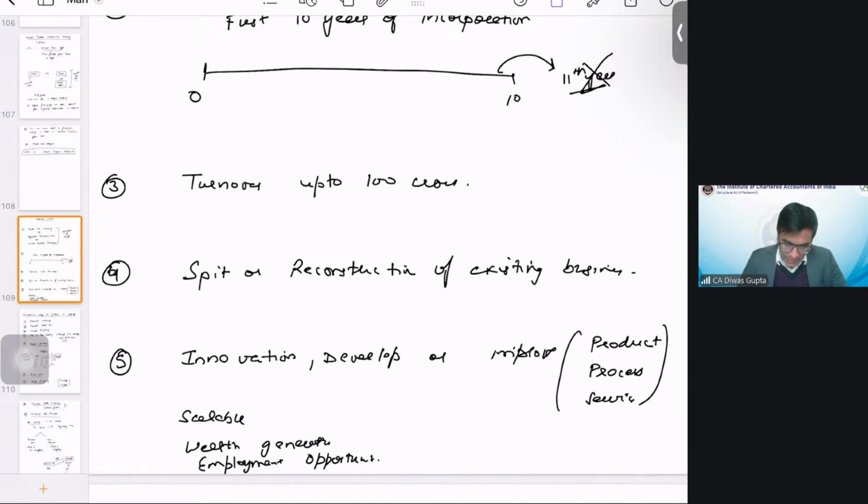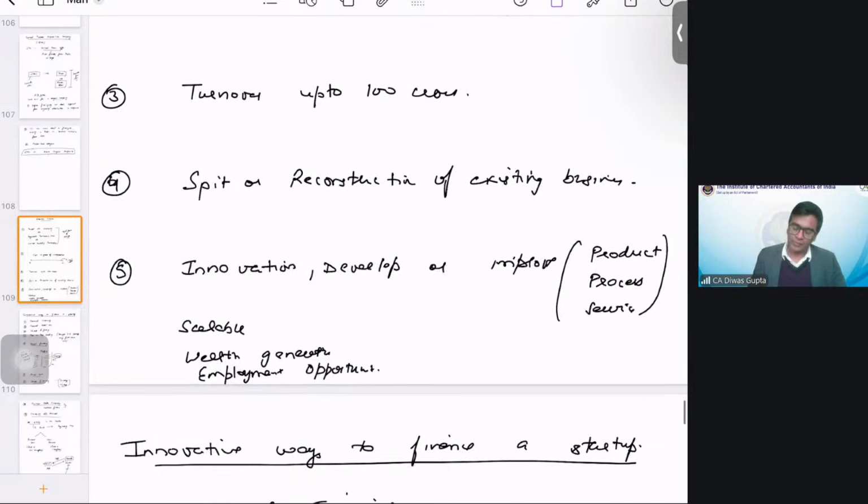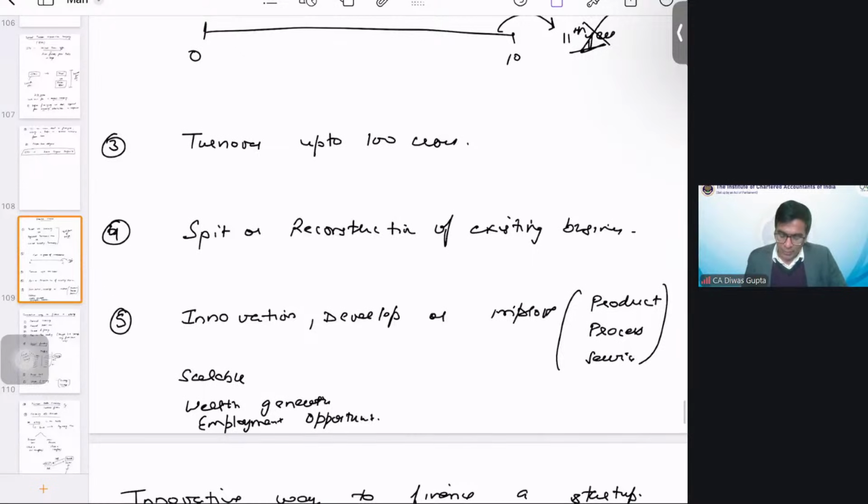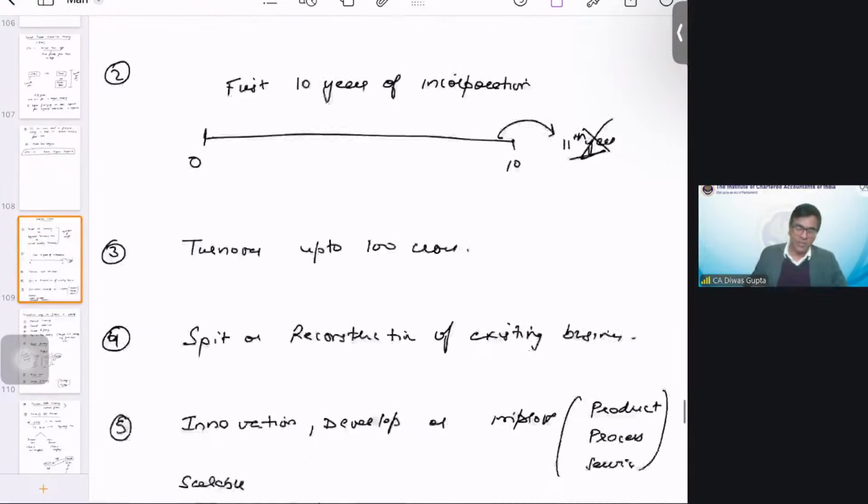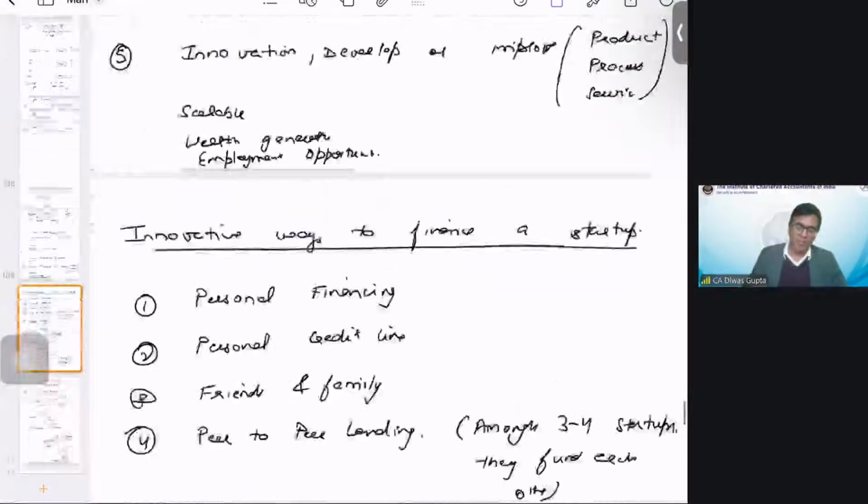Fifth one is innovation, develop or improve a product, process, or service. So it talks about how there has to be some specific intervention through which you innovate, you develop or improve either your product or your process or your services, which should be scalable and help in wealth generation and employment opportunities.